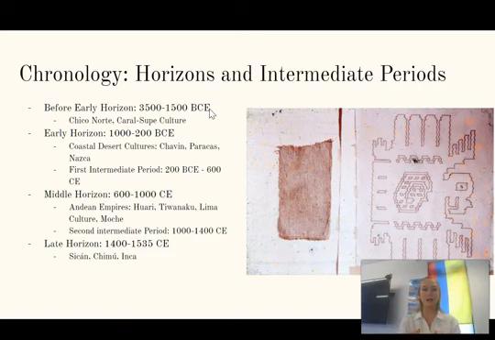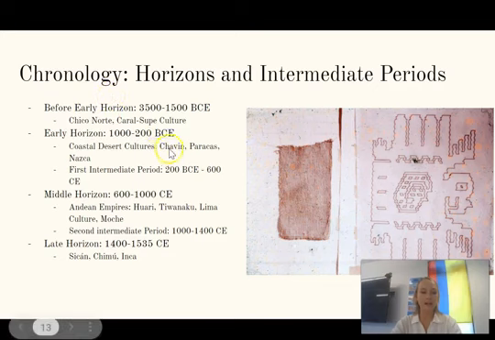And sometimes when you find a new site, you find out that it's older than the previously known oldest site. So before the early horizon, we have the Chico Norte and the Carl Supe culture. These are around 3,500 to 1,500 BCE. If you're familiar with art of the Near East, this overlaps with ancient Egypt, the ancient Ur, ancient Babylon. These are really old cultures that we have evidence of being in the Americas during this time period.